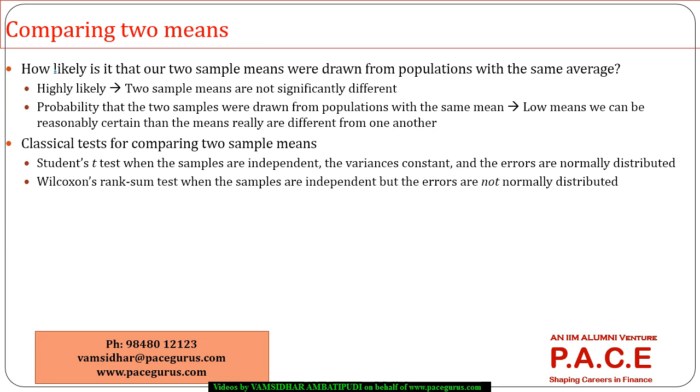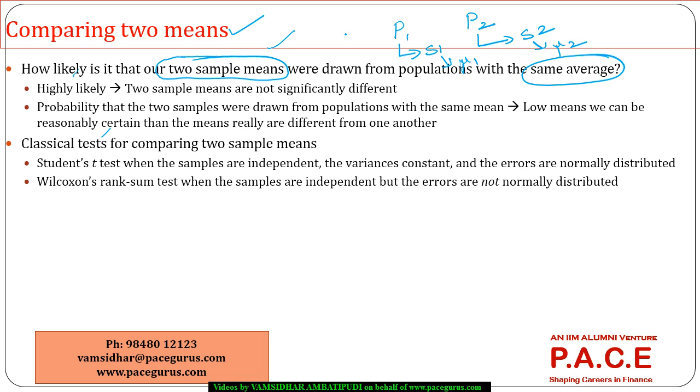Now, once we know different kinds of tests associated with working with the variances, the next aspect that we are getting into is comparison of the means across the groups. So the common question that comes out is, how likely is it that our two sample means are the same? When I take population 1 and population 2, I take a sample 1 out of it, and a sample 2 out of it, and I take the mean of this, mu 1, and the mean of this, mu 2. How likely is it that our two sample means drawn from two different populations have the same average?